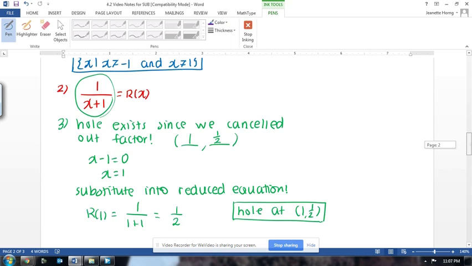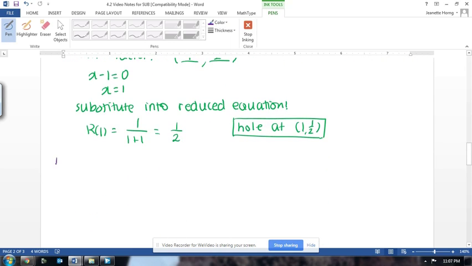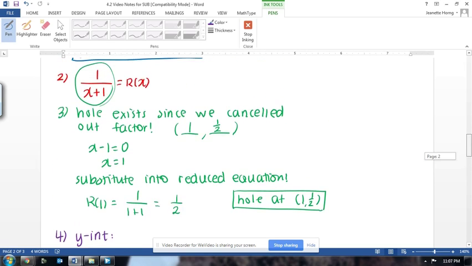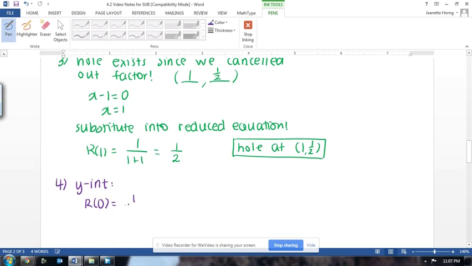Fourth one is to find the y-intercept. To figure out my y-intercept, just like what we talked about before, you're going to substitute in x equals 0, so basically r of 0. Again, I'm going to use the reduced equation. I mean, you could use the other one as well. You should still get the same answer. I just think it's easier to substitute into the reduced equation.